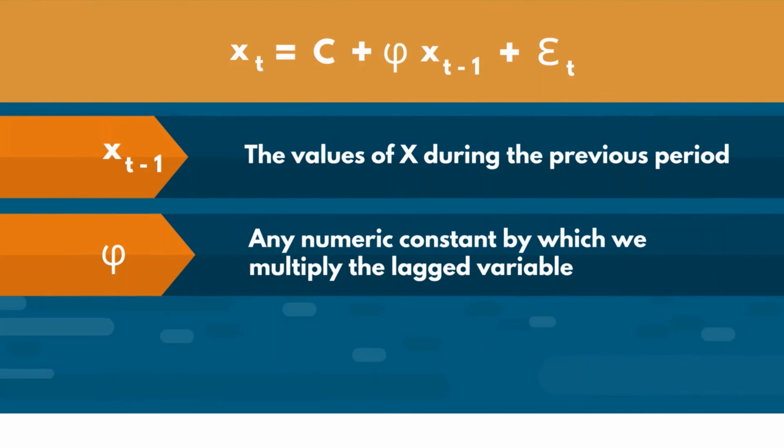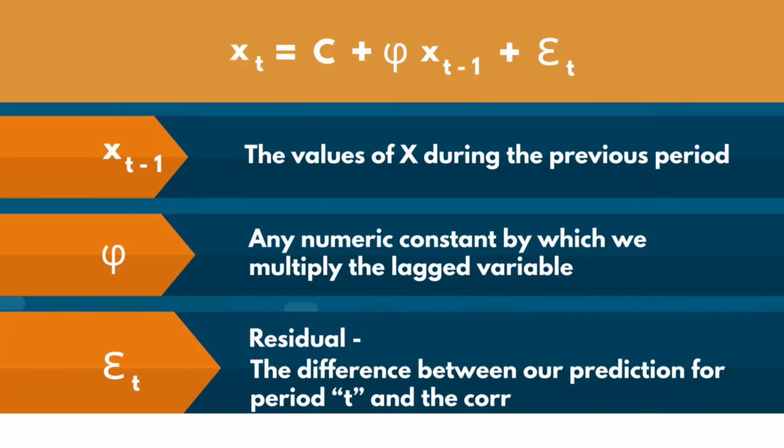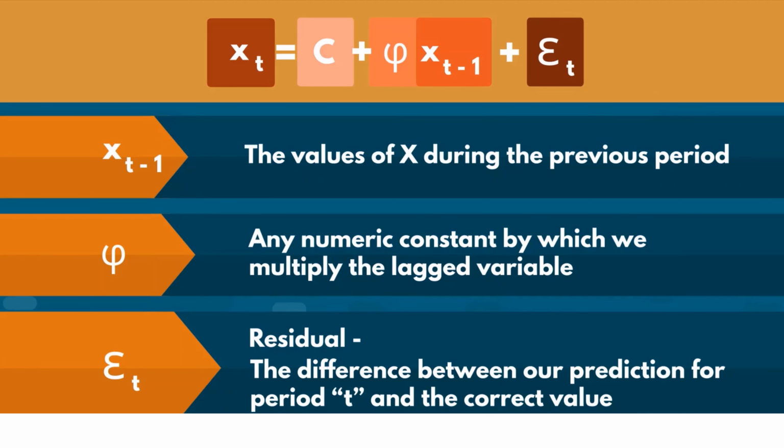Okay, now the only part of the equation we need to break down is epsilon t. It's called the residual and represents the difference between our prediction for period t and the correct value. These are usually unpredictable differences because if there's a pattern, it will be captured in the other components of the model. Now that we know what all the parts of the model represent, let's try to interpret it. According to the equation, values at a given period are equal to some portion of prices in the last period, plus some constant benchmark and unpredictable shocks.